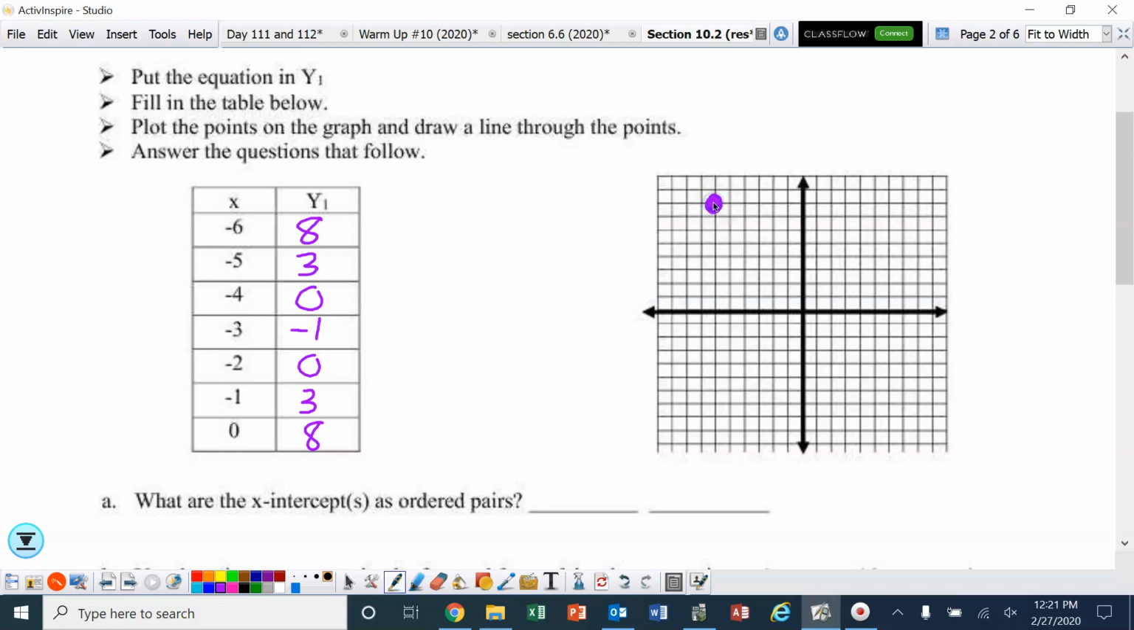All right, sorry that took me a while to count that out. Okay, graph the next one. All right, and then the next one. All right, draw the line through those dots. And there is our parabola.